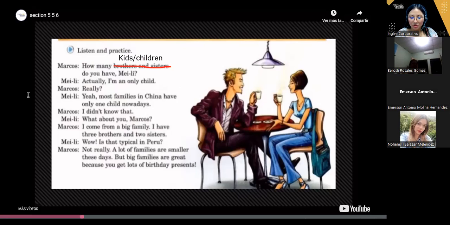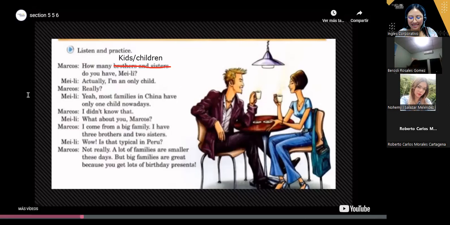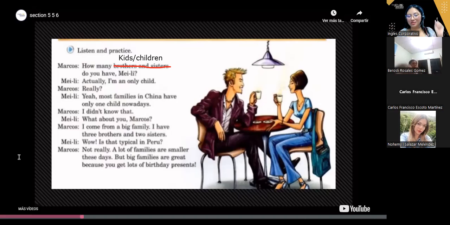Y ya se me olvidó, Miss. ¿Cómo digo sobrino? Cousin. Cousin es primo. Nice and nephew. Nephews, ahí está, pero en plural, ¿verdad? How many nephews do you have? ¿Cuántos amigos tienes? Hagamos la pregunta. How many friends? Bien, siempre en plural. How many friends do you have?